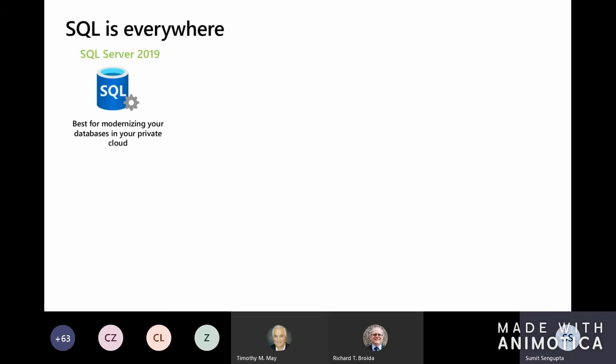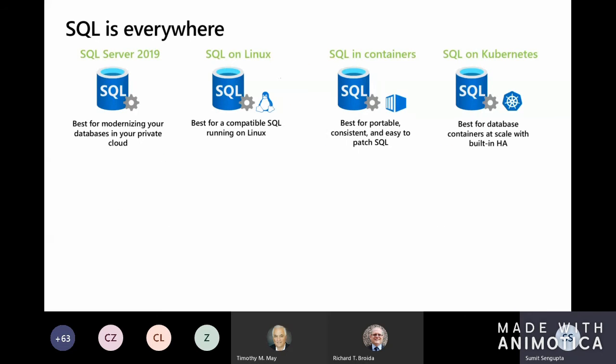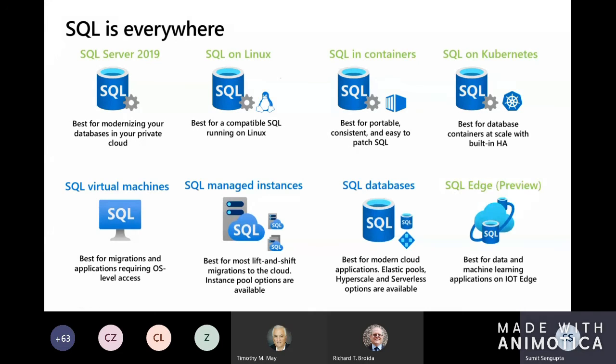All right, so SQL is everywhere. These are some of the options you have. Of course, you can have SQL Server 2019 with the big data cluster. This came out last year. You can run SQL on Linux. You can run SQL on containers. In fact, some of these you're going to see when we have Synapse GA most likely this year. Then you have SQL on Kubernetes. So database built-in HA, baked in Kubernetes. Of course, talked about virtual machines, talked about managed instance and SQL databases.